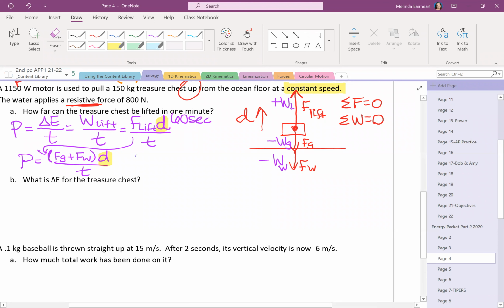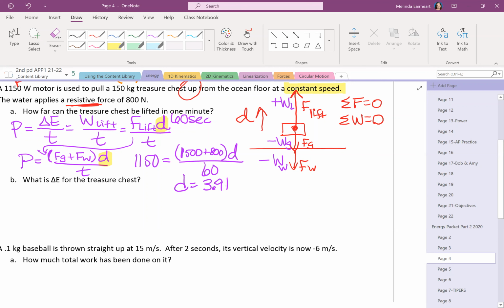And so power, 1150, equals F_G, which would be what? Mass times gravity. So 150 times 10, 1500, plus 800, times that D all over 60. And so grab a calculator. What do we get? Okay, just wait for a couple of verifications. Not that I don't trust you. Oh, wait. Okay, forgot the zero. So multiply. Okay. I typed it in. Gotcha. So final answer, 30.